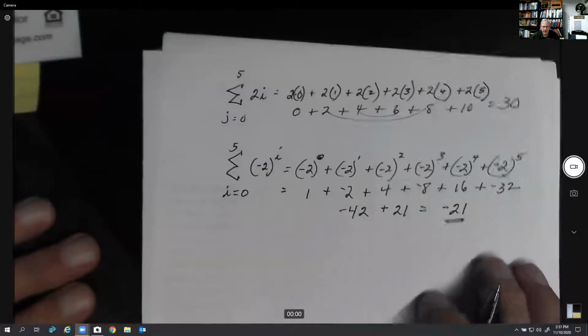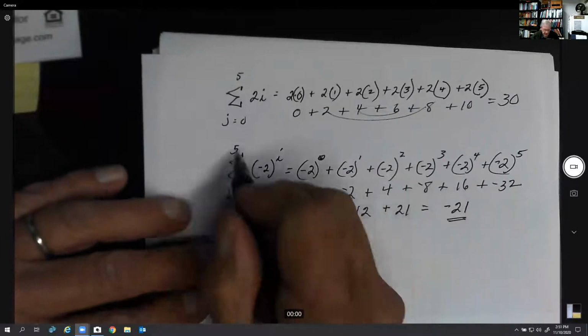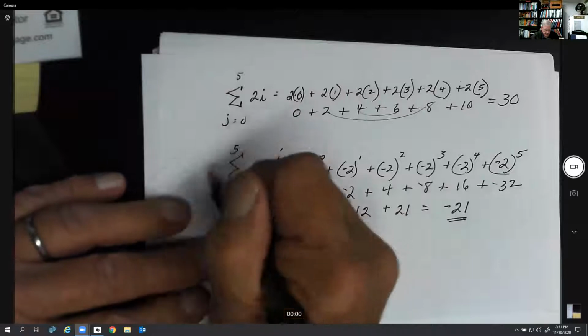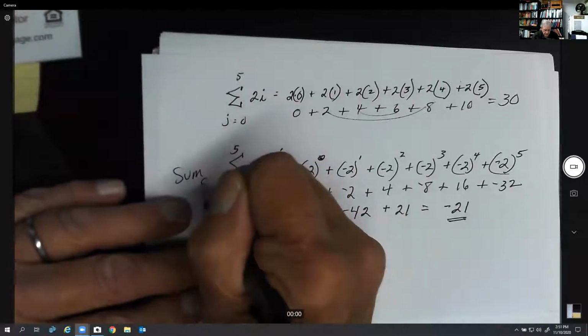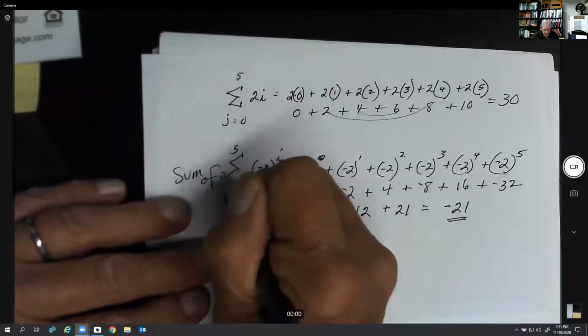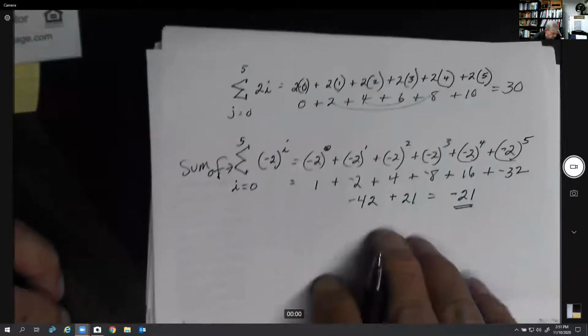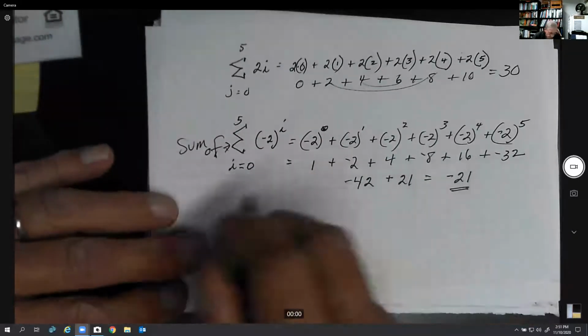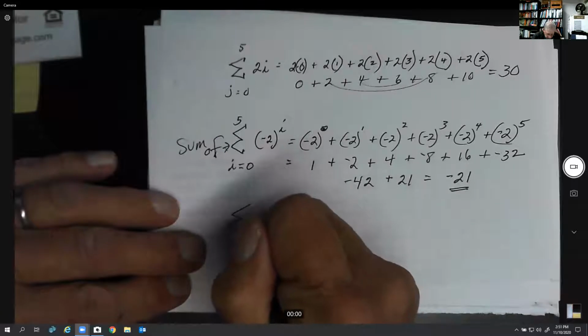Okay, so that's all there really is to it. And we do want to find the sum of these. That's what we're asking for. This means sum of this thing. And we can also use it if we got something really weird, like suppose we had something like this.